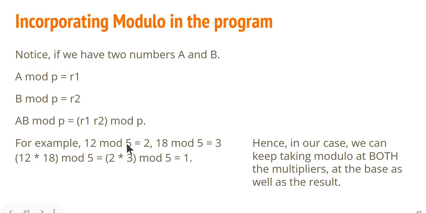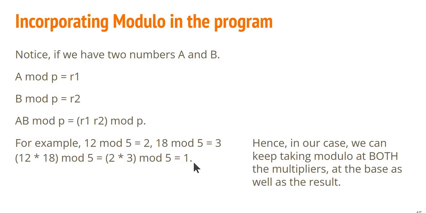Let's say 12 mod 5 is 2, because 12 is 5 times 2 plus 2. Remember, modulo is the remainder. And 18 mod 5 is 3, because again 3 is the remainder when I take 18 and divide it by 5. Now when I look at 12 times 18, that is 216. Mod 5, that's going to be the same as 2 times 3 mod 5, because remember r1 r2 mod 5, and hence that is 1.